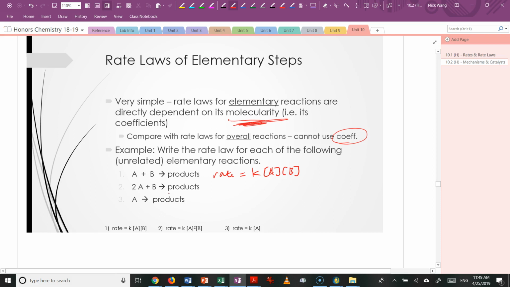Right? It just relies on the amount of reactants. What is the next step right here? All right, this next elementary step, again, just some random elementary step. What's the rate law going to be for this one? It's going to be K times A to the second power times B with a rate order of 1.